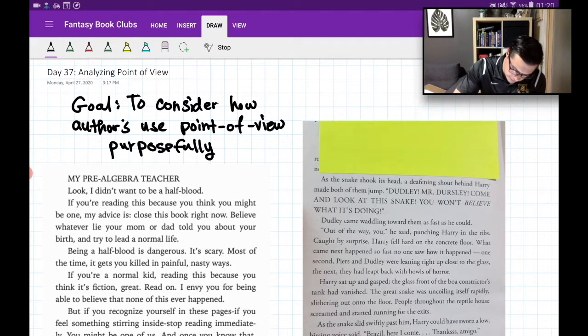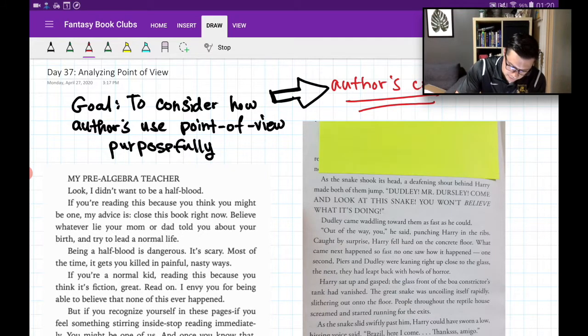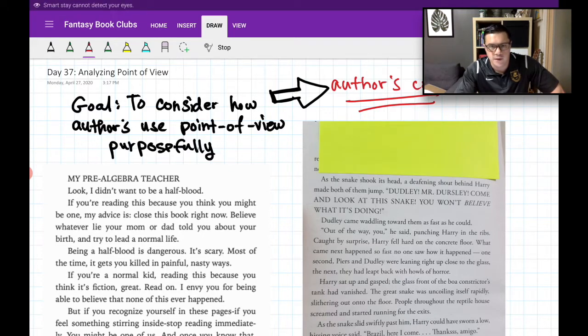So what I need you to know right away is that point of view is one author's craft technique, right? And you've written about author's craft before. Many of you have talked about symbolism in your responses. So point of view is another way that authors do things intentionally in the way they write, for some reason, and we're going to take a look at that.